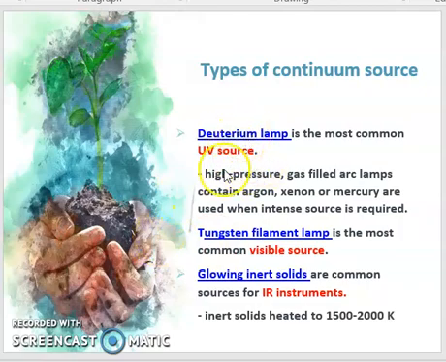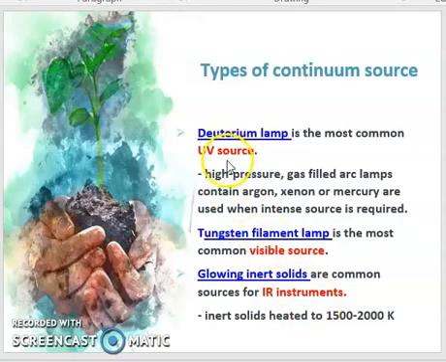This is used for what? For this one, deuterium is used in UV to provide UV radiation. Tungsten filament lamp is to provide visible radiation. Glowing inert solid is used to provide infrared radiation.